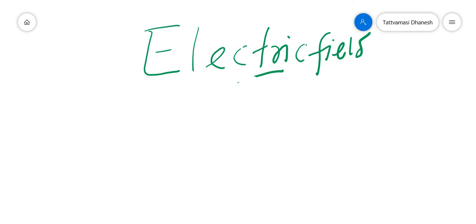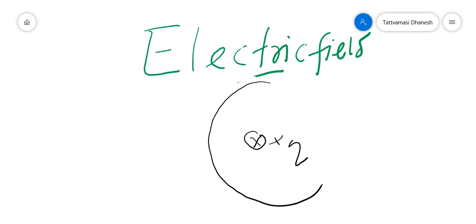If I am considering a charge, a plus q here, this is a plus q charge. So surrounding this charge, there is an area where if I bring another charge, it will attract or repel. If I bring positive charge, it will repel, and if I bring negative charge, it will attract. So this area we call the electric field.